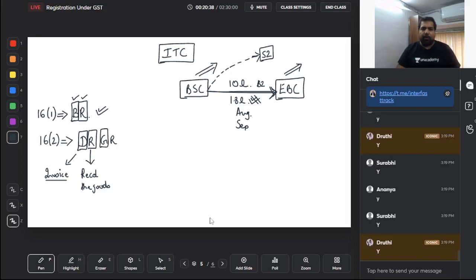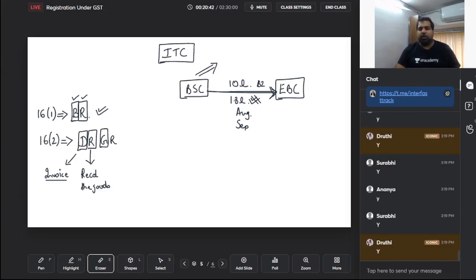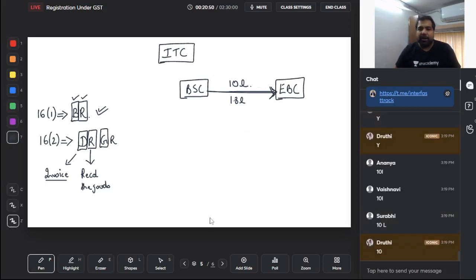Next, very important, guys. Please tell me in the chat box, how much worth of batteries did you supply? You supplied batteries worth 10 lakh rupees. On that, how much GST was applicable? 1.8 lakh. The government says that, listen, I want this GST. I want this 1.8 lakh.